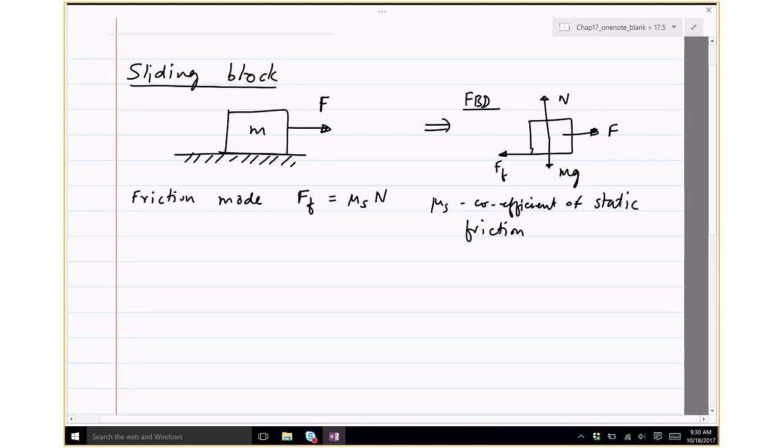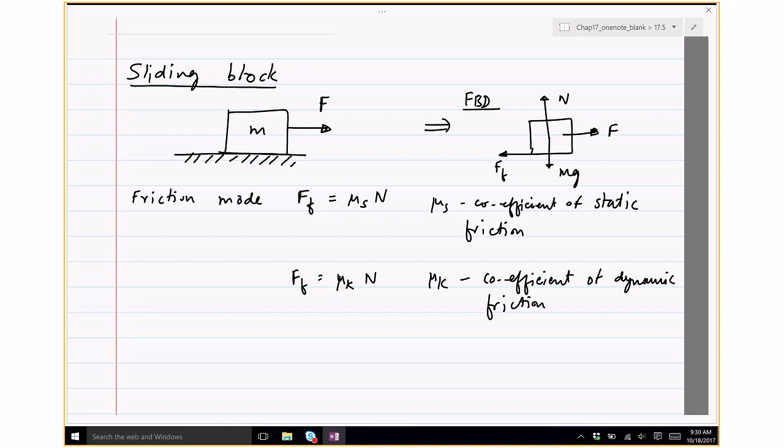The other thing you got to know is Ff is mu k times n. So I've written down a formula for Ff. I've written it down as mu s times n. I've also written it down as mu k times n. So which formula do you use? Well, it turns out it depends on the situation.